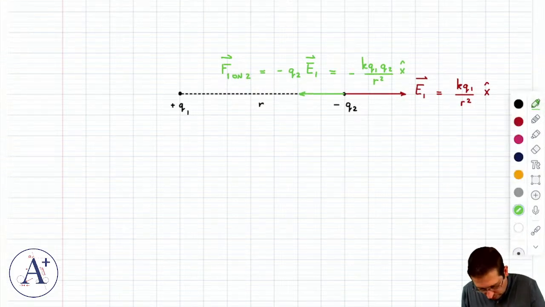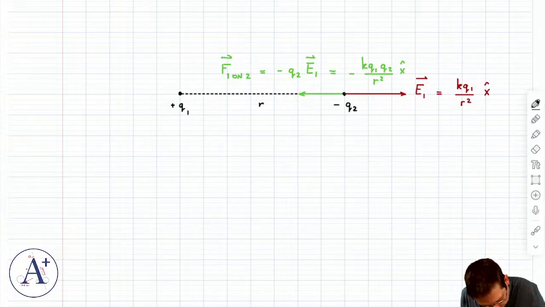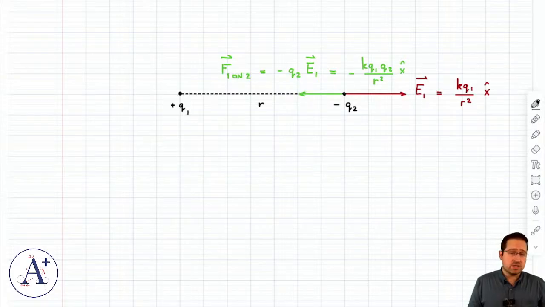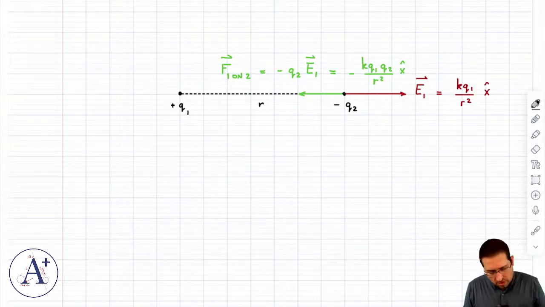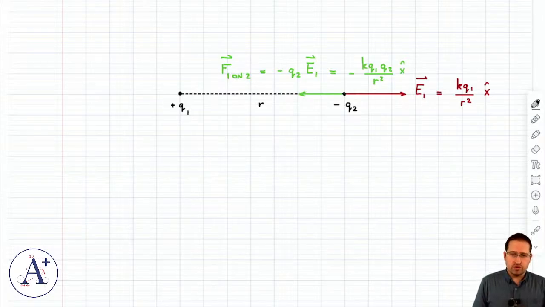And so I found the force acting on Q2. What I did is I first placed Q1, I said Q1 creates E1, and then because E1 is not created by Q2, when I place Q2 in there, Q2 experiences the electric force, which points opposite E1 because Q2 is negative. But I have no reason to prefer Q1 over Q2 now.